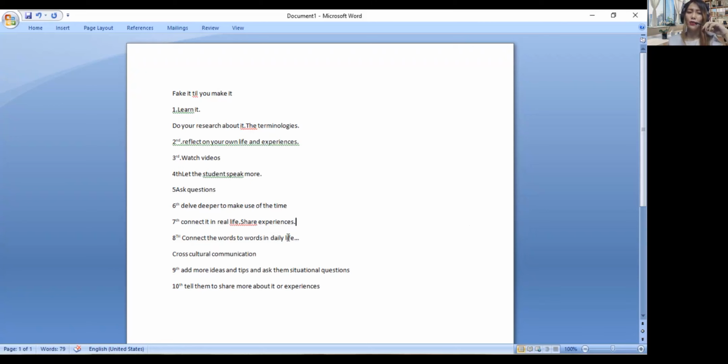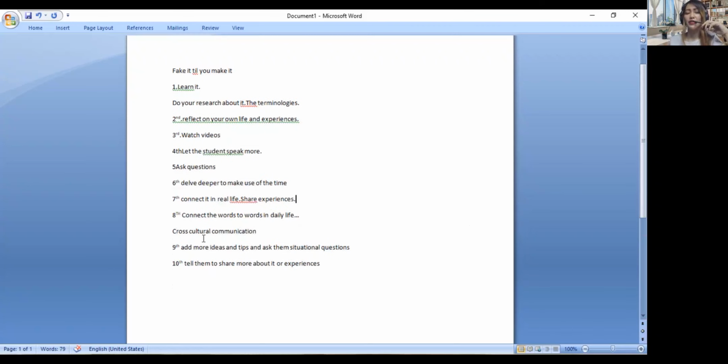Number eight, connect the words to the words that you use in your daily life. Say, for example, cross-cultural communication. What does it mean? When you say cross-cultural, it's an English word, so it means that you have to understand the types of people, and their culture, their age, the gaps. So how would you understand cross-cultural communication? If you cannot understand, you can do your research. It's the first one. Learn it. Do your part. So cross-cultural communication means you have to consider their age, their wants.